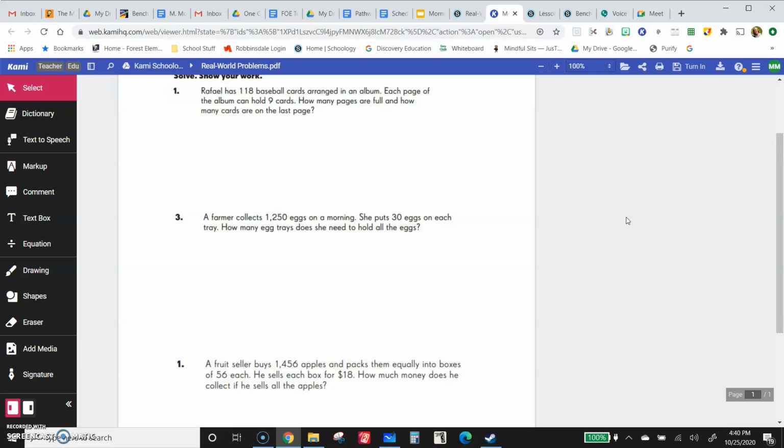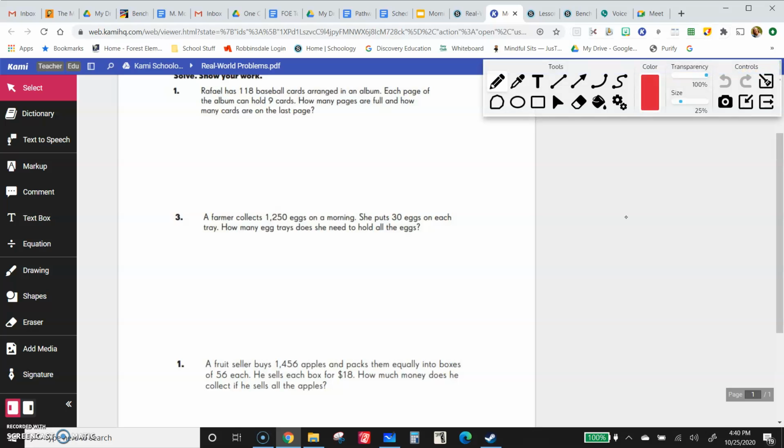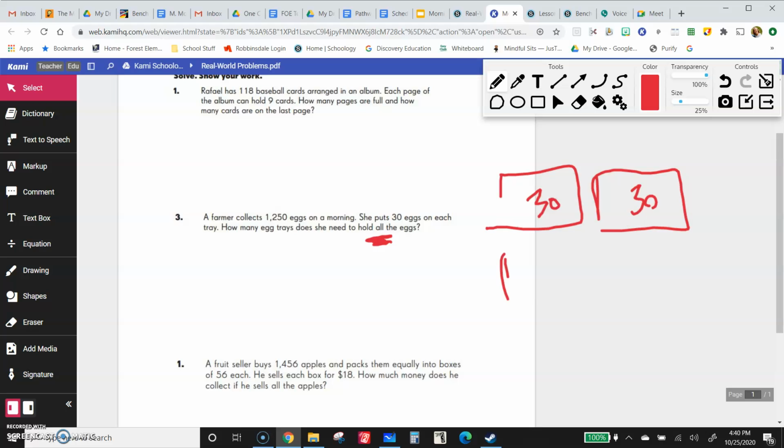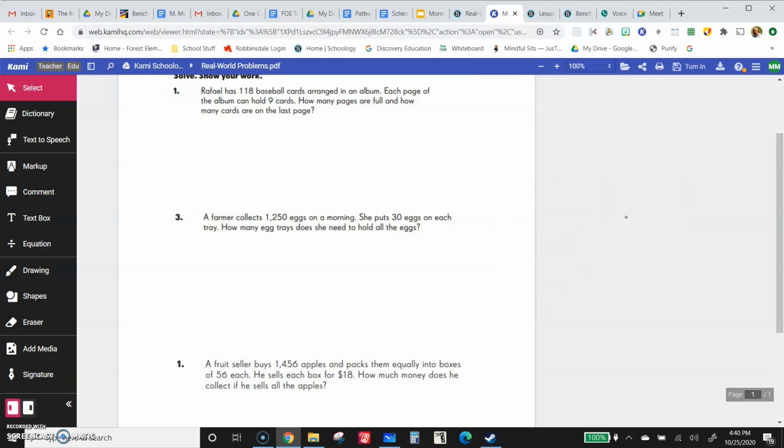Okay, so imagine there's this farmer. She's collecting eggs from her chickens. She puts 30 on each tray. And then we need to know how many egg trays she'll need to hold all the eggs. Notice it says all of them. So she's putting the eggs onto egg trays, 30 on each one. So how many will she need for all of them, even if that last one isn't full?